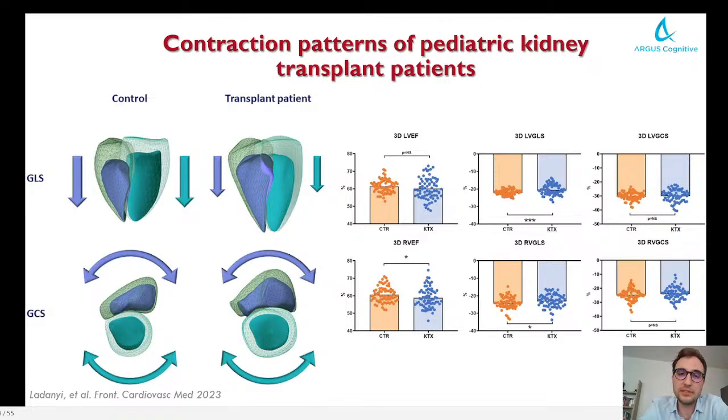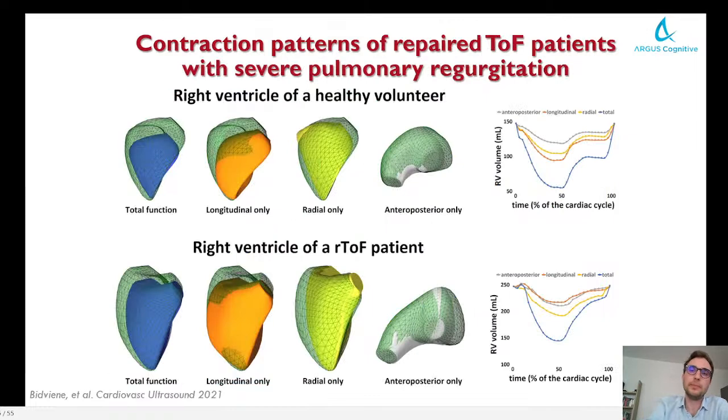And actually, this decrease in the right ventricular deformation was also showing a correlation with the length of dialysis time or period of the transplanted populations. So it more or less reflects the previous cardiac damage of the underlying disease. What about congenital heart disease patients?